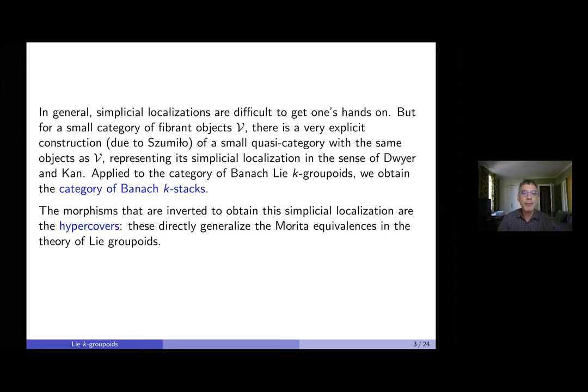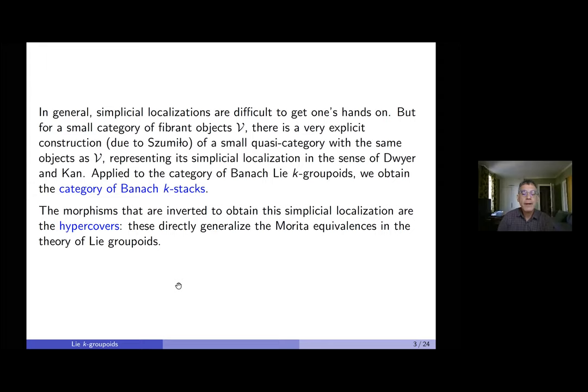So the advantage of categories of fibrant objects is that this localization is very concrete. It's somehow given by formulas. So you can exactly say what the n-simplices in this localization are. And that gives you much greater calculational control over the theory of Lie K-groupoids once you have our theorem.